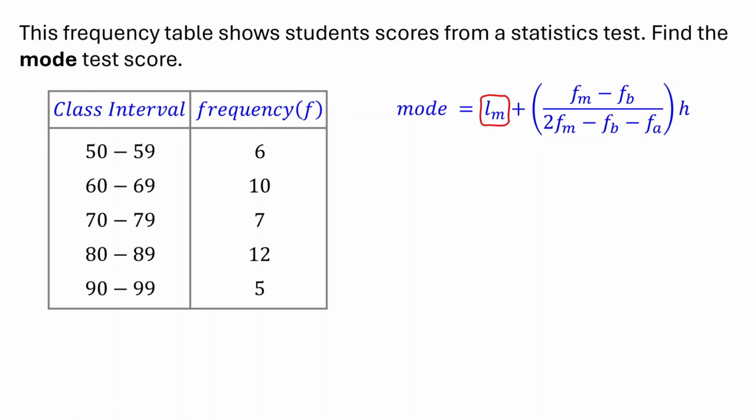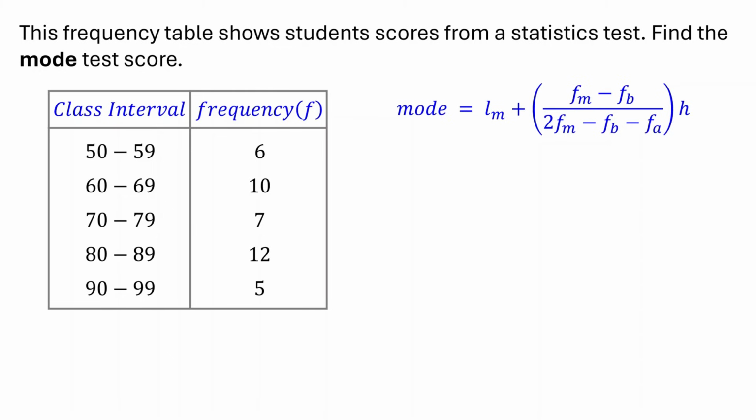Here, L sub m is the lower boundary of the modal class. F sub m is the frequency of the modal class. F sub b is the frequency before the modal class. F sub a is the frequency after the modal class. H is the class width.